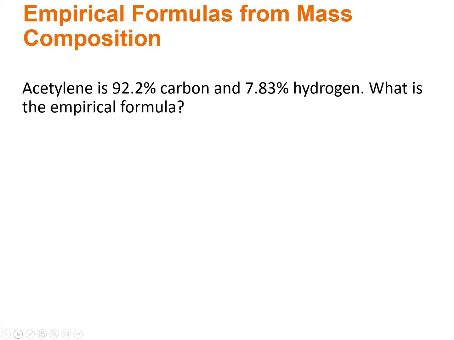So we have acetylene, which is a gas, and plumbers use it sometimes for soldering copper plumbing. It's dangerous stuff. You don't want to play with it, okay? Acetylene is 92.2% carbon and 7.83% hydrogen. What is the empirical formula? Doesn't look like we have much to go on, but we do. These percentages add up to 100%.